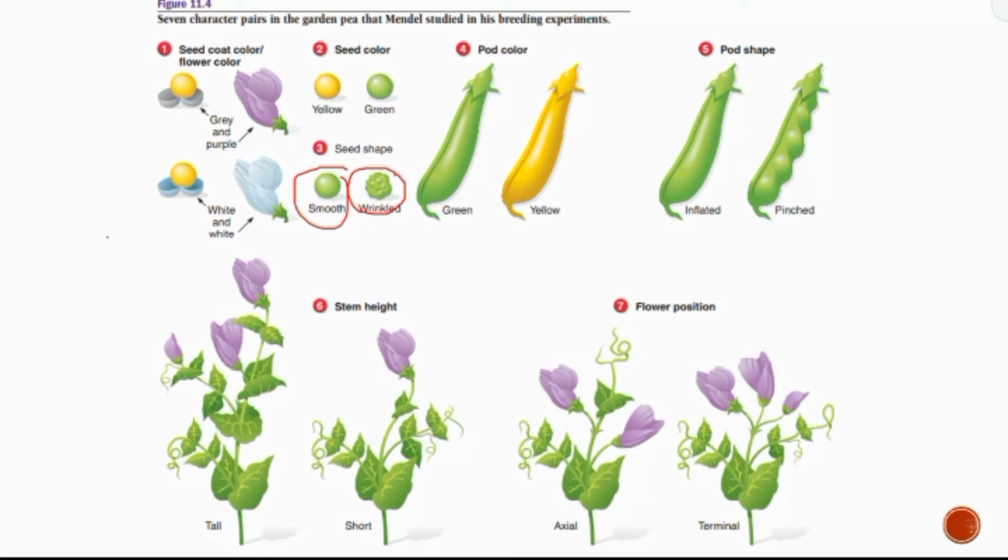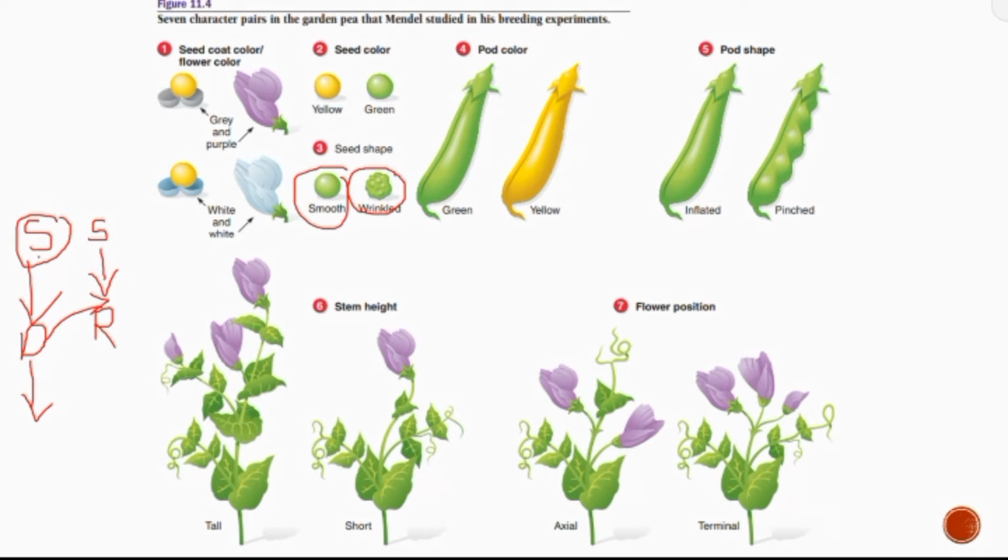Okay? So here, in the smooth one, the plant will have genes that will lead to the smooth phenotype, and there will be genes that will lead to the wrinkly phenotype. This capital S is representing the dominant character, while this small s is representing the recessive character. So between dominant and recessive, this dominance can hide or mask the effect of the recessive.